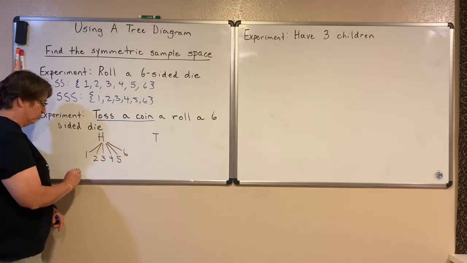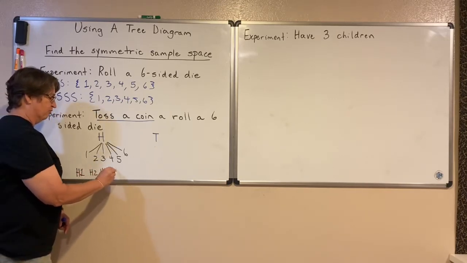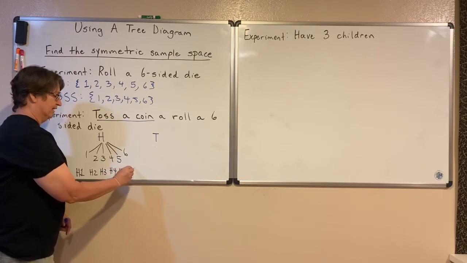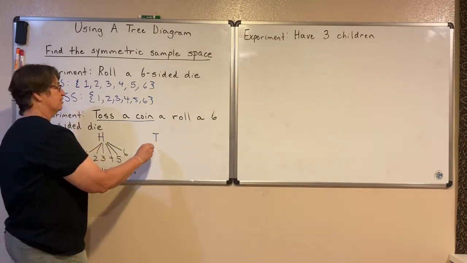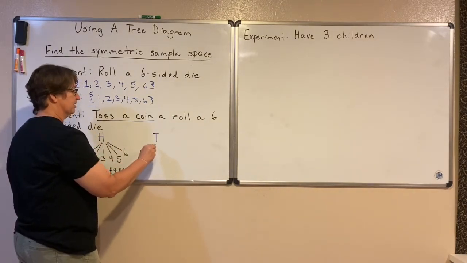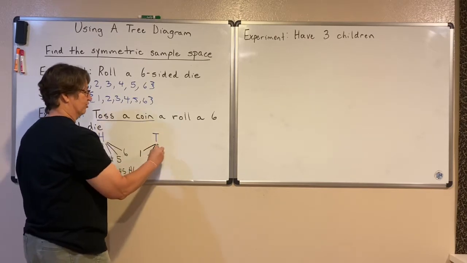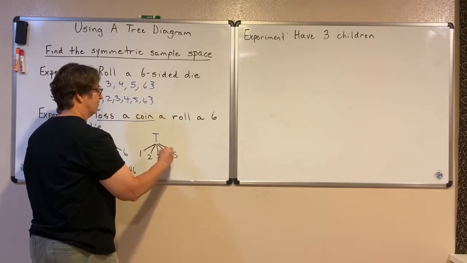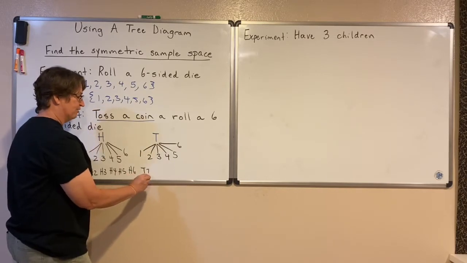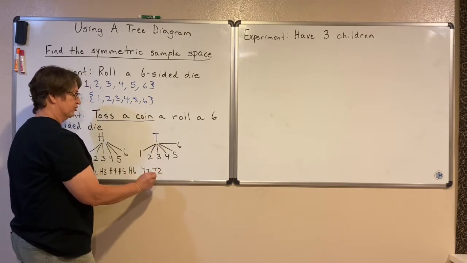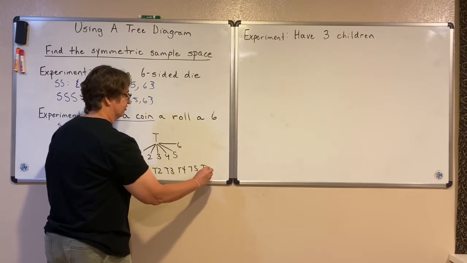I could get a heads and a 1, a heads and a 2, a heads and a 3, a heads and a 4, a heads and a 5, a heads and a 6. What about if I get a tails first? Well, if I flip the tails first, I could still get those same possibilities on my die, where I'm getting a 1, a 2, a 3, a 4, a 5, or a 6. So there are 6 possibilities if I flip the tails as well: a tails and a 1, tails and a 2, tails and a 3, tails and a 4, tails and a 5, and tails and a 6.